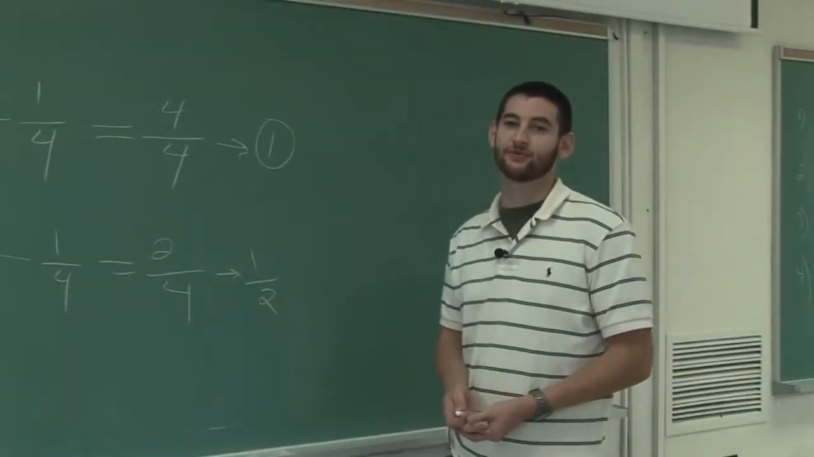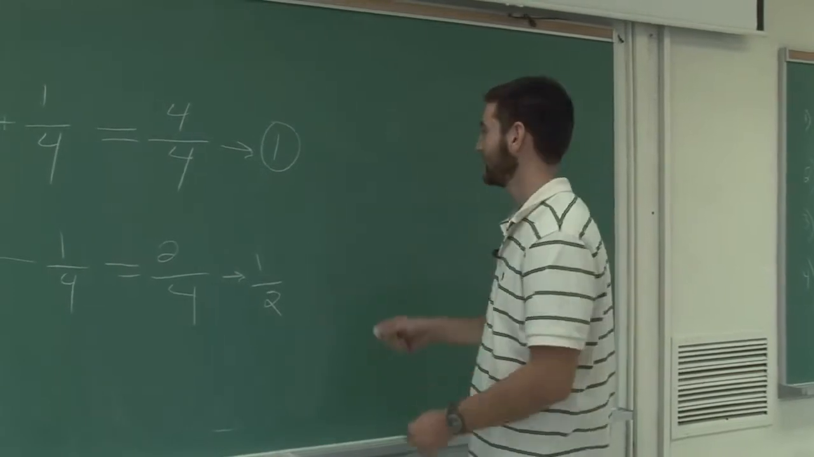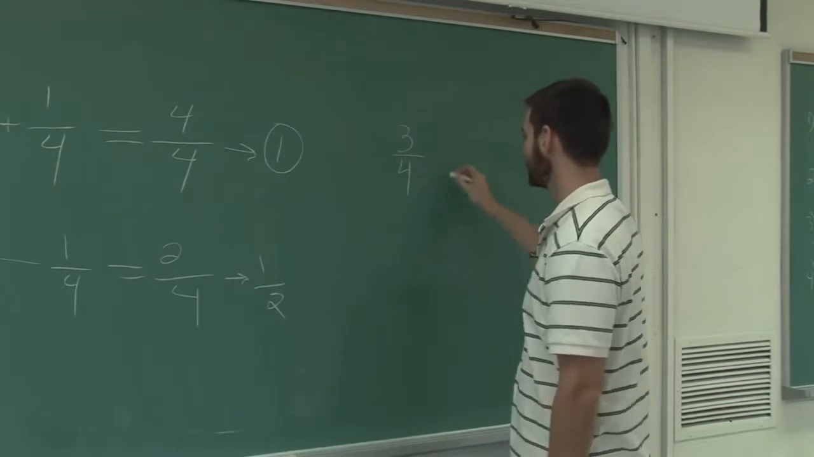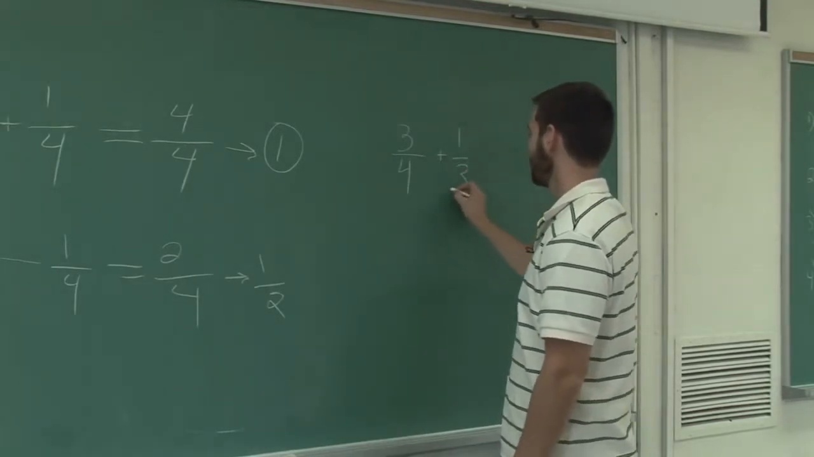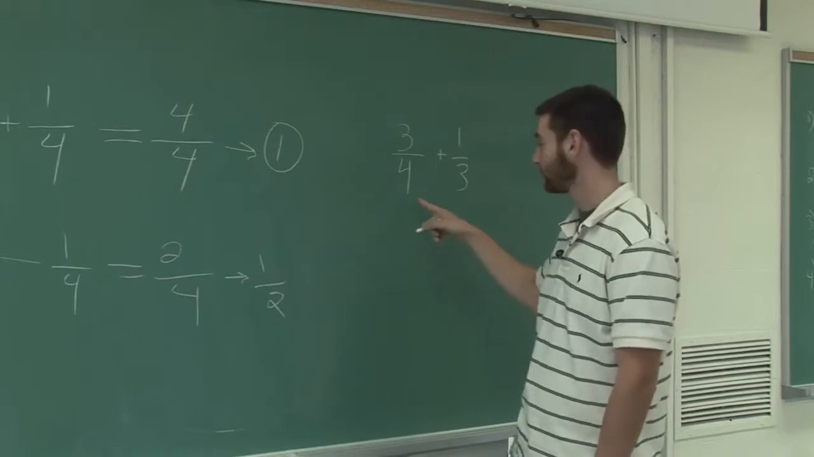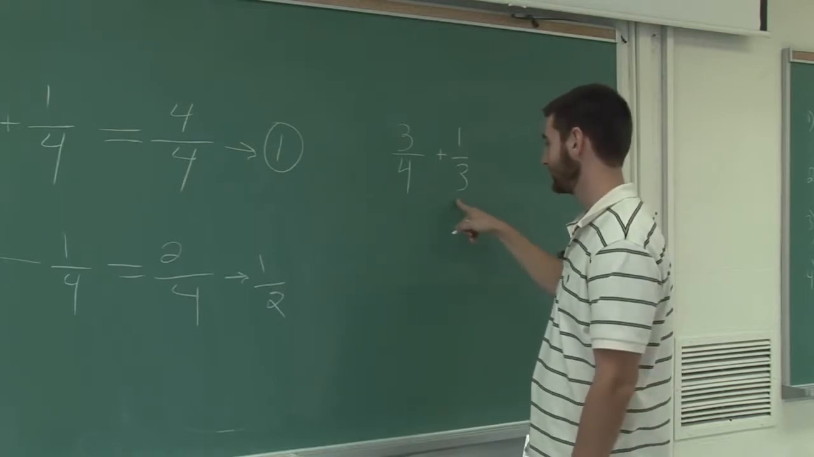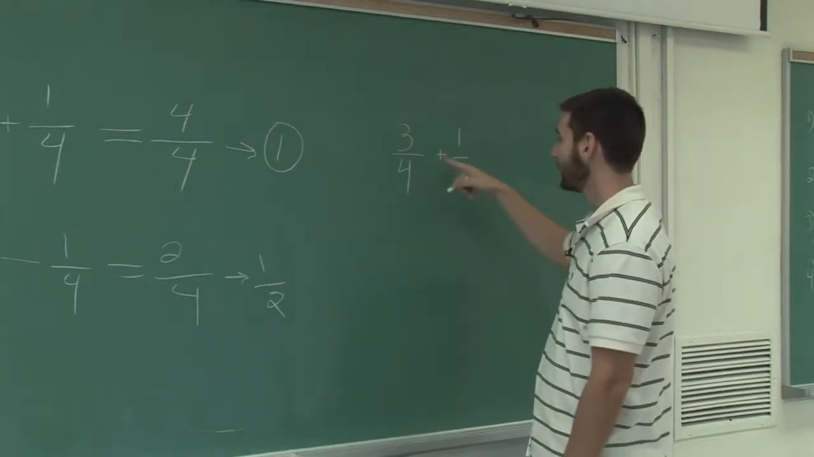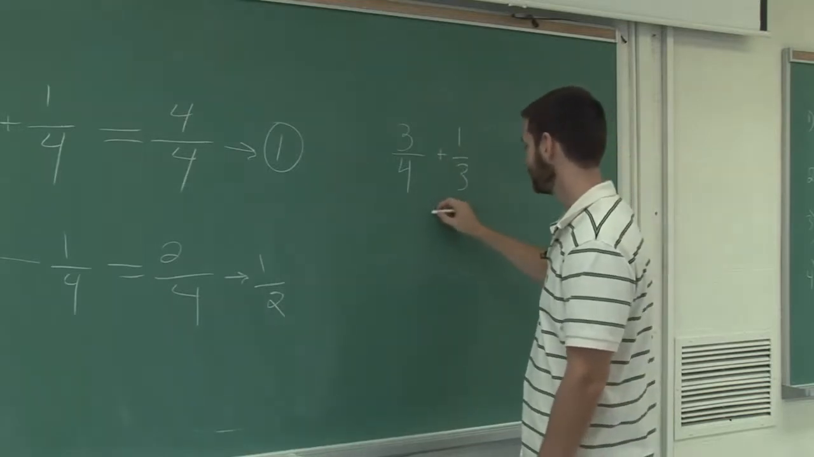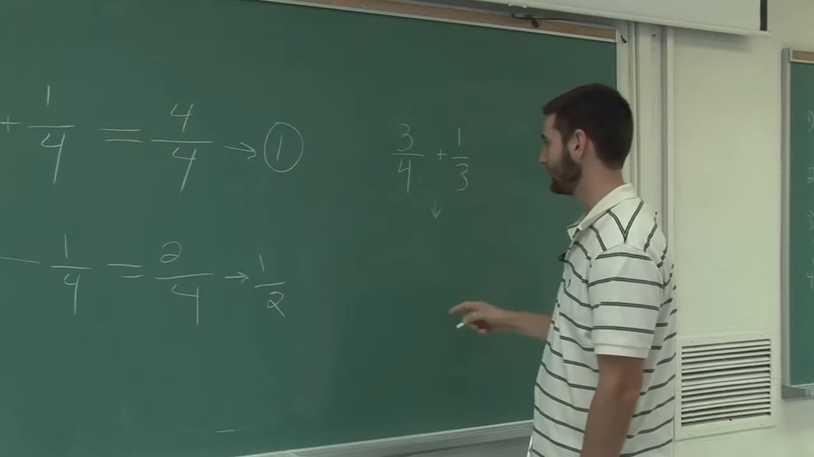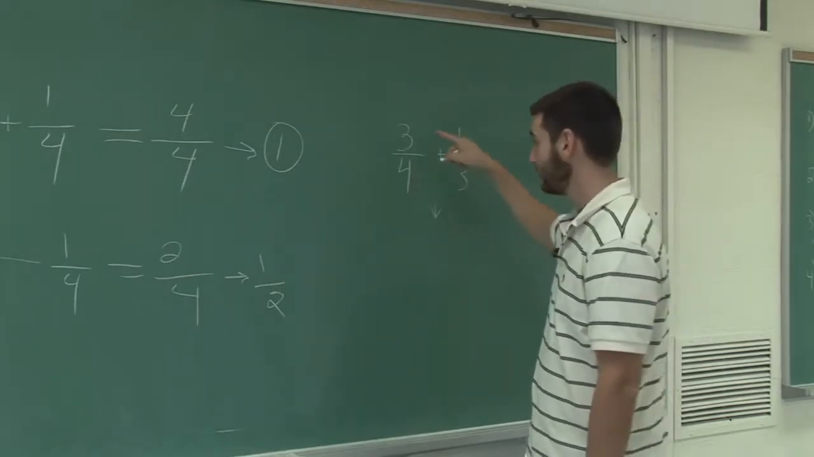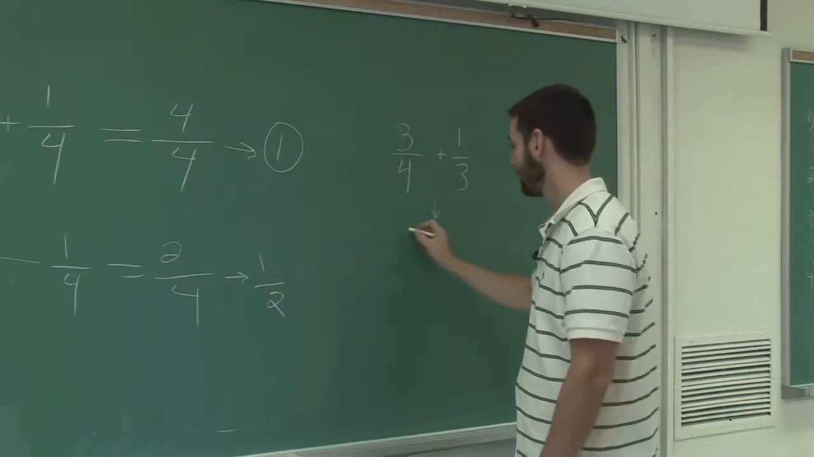When you're adding fractions with different denominators, there's another step that you need to do. If I add 3/4 and 1/3, I need to first make them have the common denominator. The easiest way to do that is to just multiply the two denominators together to get 12ths. So 3/4 in 12ths, I'm going to change these to all have the same denominator. So to get 12 from 4, I multiply by 3. So I multiply the top by 3 as well.